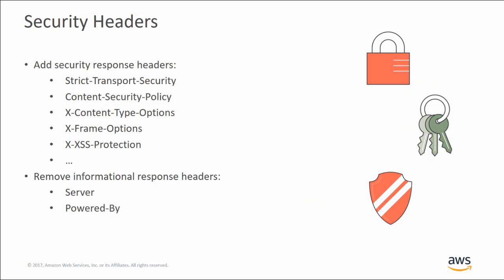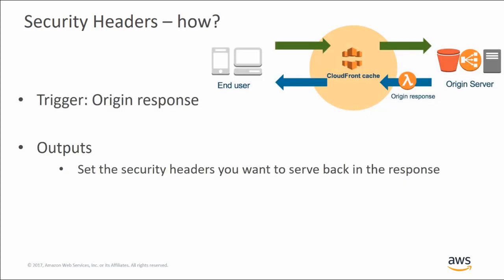Another functionality that you might want to implement in your website at the edge is inserting security headers. These are some of the headers that you might want to add. And Lambda at the edge makes it very easy for you to do these header insertions without changing the application logic or without changing the origin. In this particular scenario, you can use the origin response trigger, and you can write a Lambda function which inserts the headers you want as part of the response flow.